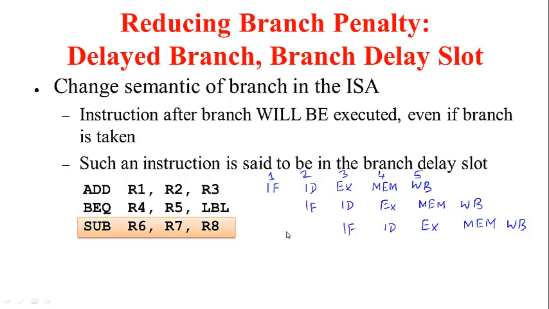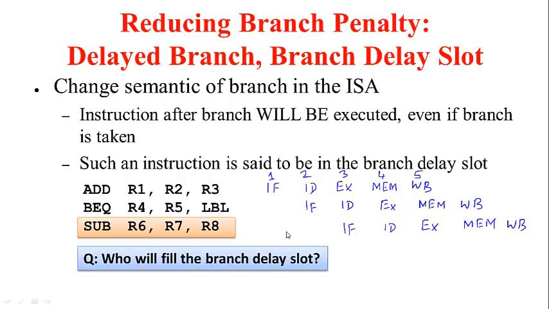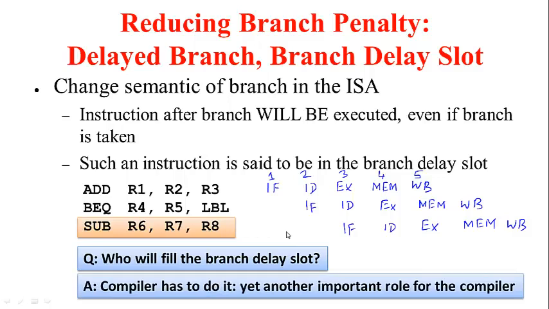So here is a question for you. Who will fill this branch delay slot? Well, add this to the long list of things the compiler has to do in terms of optimizing the code. This is yet another important role for the compiler, filling the branch delay slot. The compiler usually adopts a 2-step process. First, it will generate code as though the branches were normal branches. Then it will try to fill the branch delay slot with useful instructions. While filling this branch delay slot, some constraints have to be obeyed.